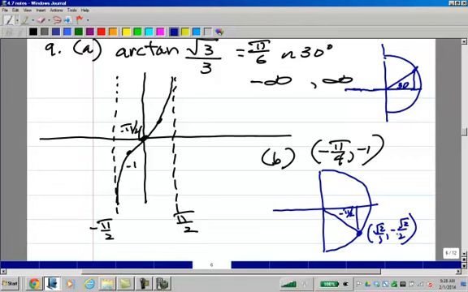So here the tangent is, the input is -1. So the tangent is -1. This is the only place in the right-hand hemisphere where the tangent could be -1, these coordinates. So the output must be, and the only angle that you can consider is from negative pi over 2 to pi over 2. So the only angle it could be is negative 45 degrees, or negative pi over 4.